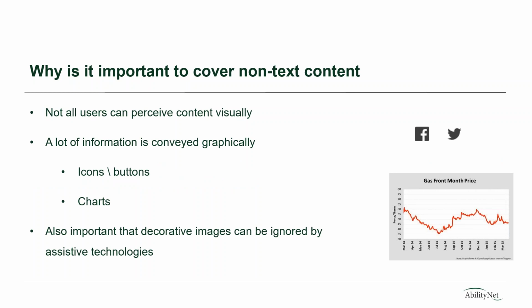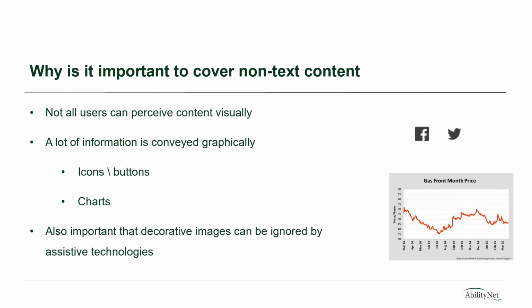So why is it important to cover non-text content in this way? Well, not all users can perceive content visually. Some users will be blind, have very low vision, and they will not be able to see the screen or not see it very well, and they may rely on screen reading software to read images out to them. Some users may have images turned off for bandwidth reasons, others may be experiencing network issues and images will not load for them. So in all these cases, it's really useful that there is a text alternative to images.